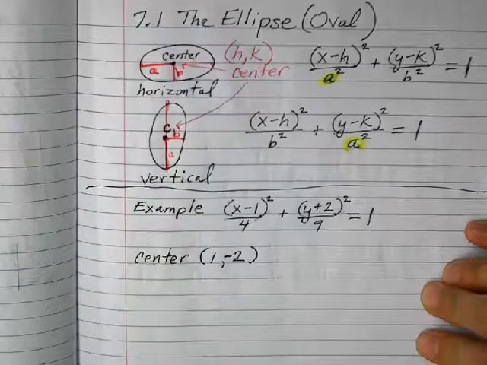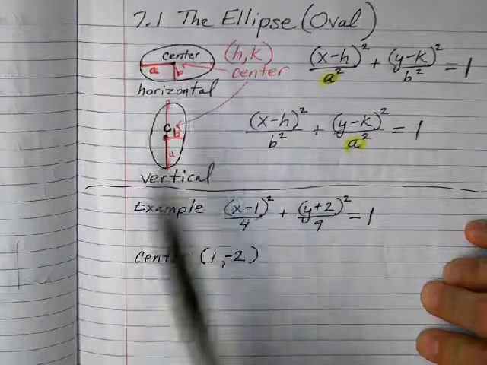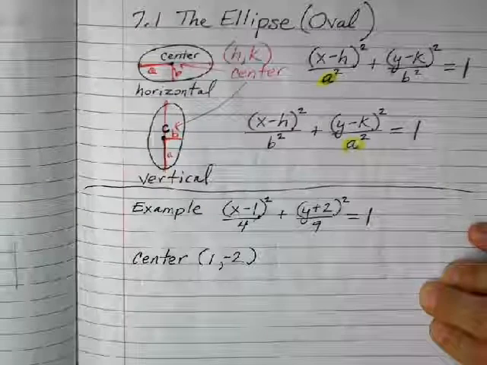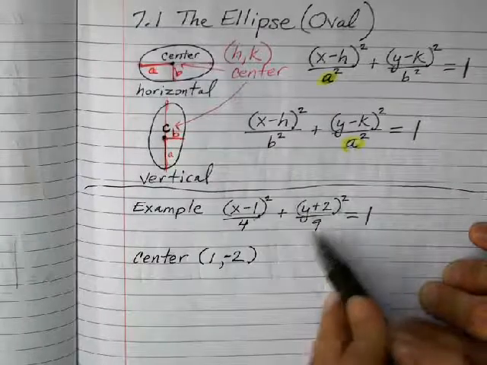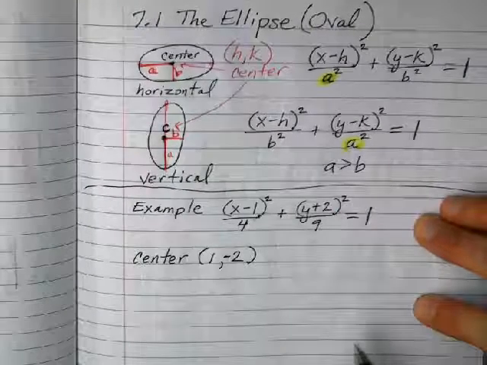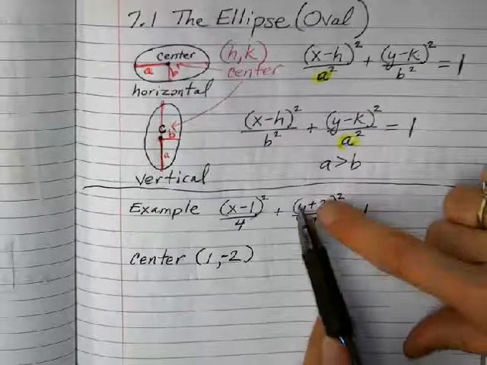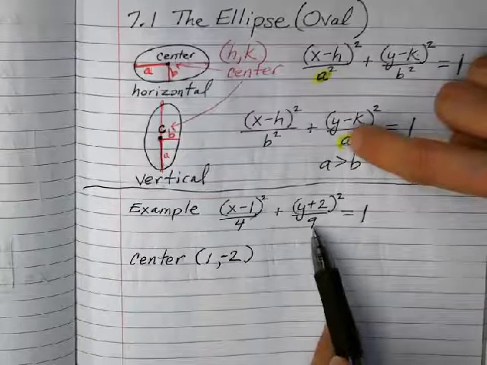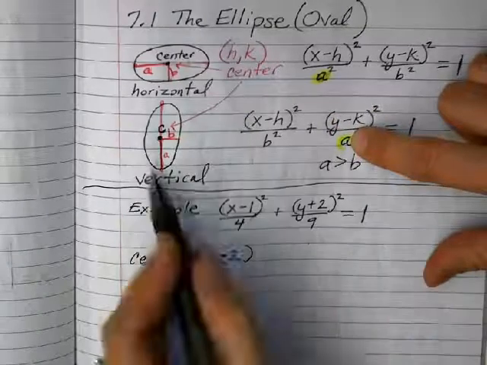See the 4 and the 9 on the bottom? So is this ellipse horizontal or vertical? The bigger number, where's the bigger number at? So like A is greater than B. The bigger number is 9, right? So the bigger number 9 is under the second part, under the y. That's why I highlighted that to show you. The bigger number is always A. So that makes this ellipse a vertical one.